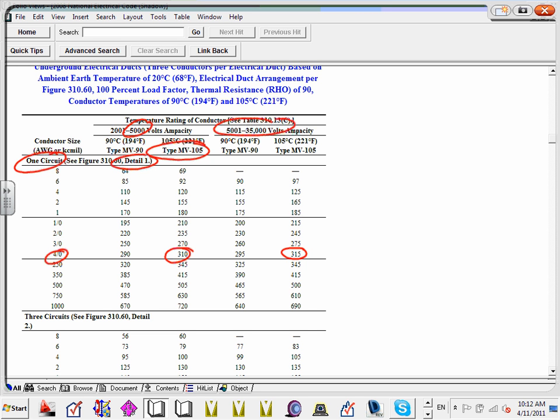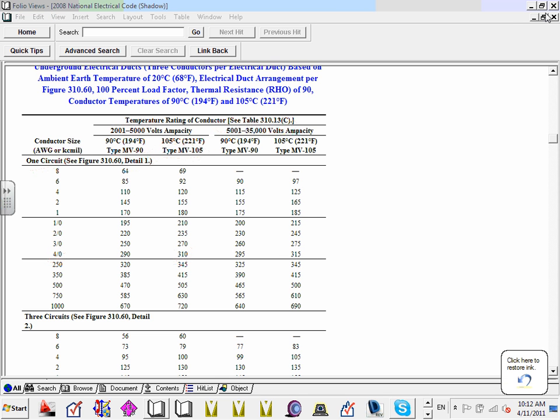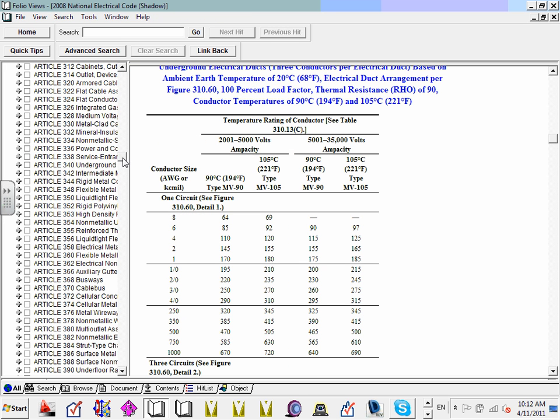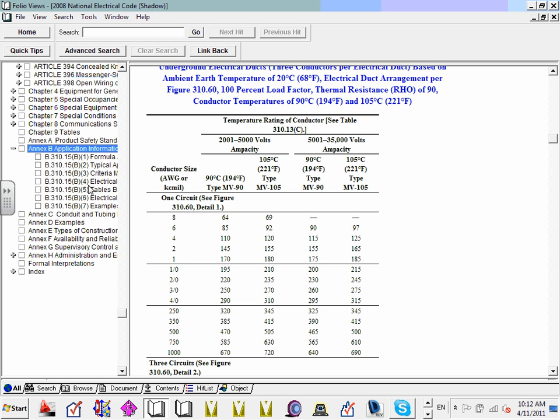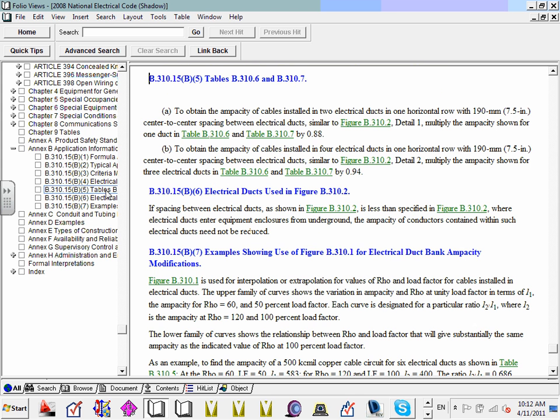So these are very, very interesting ones. The last thing I want to show you guys, and then I'm done, in the ampacity for good. If anybody wants to discuss anything else, I encourage you to do so. I want to go all the way to Annex B and show you the same details. Annex B, page 701. Annex B, electrical ducts, examples.